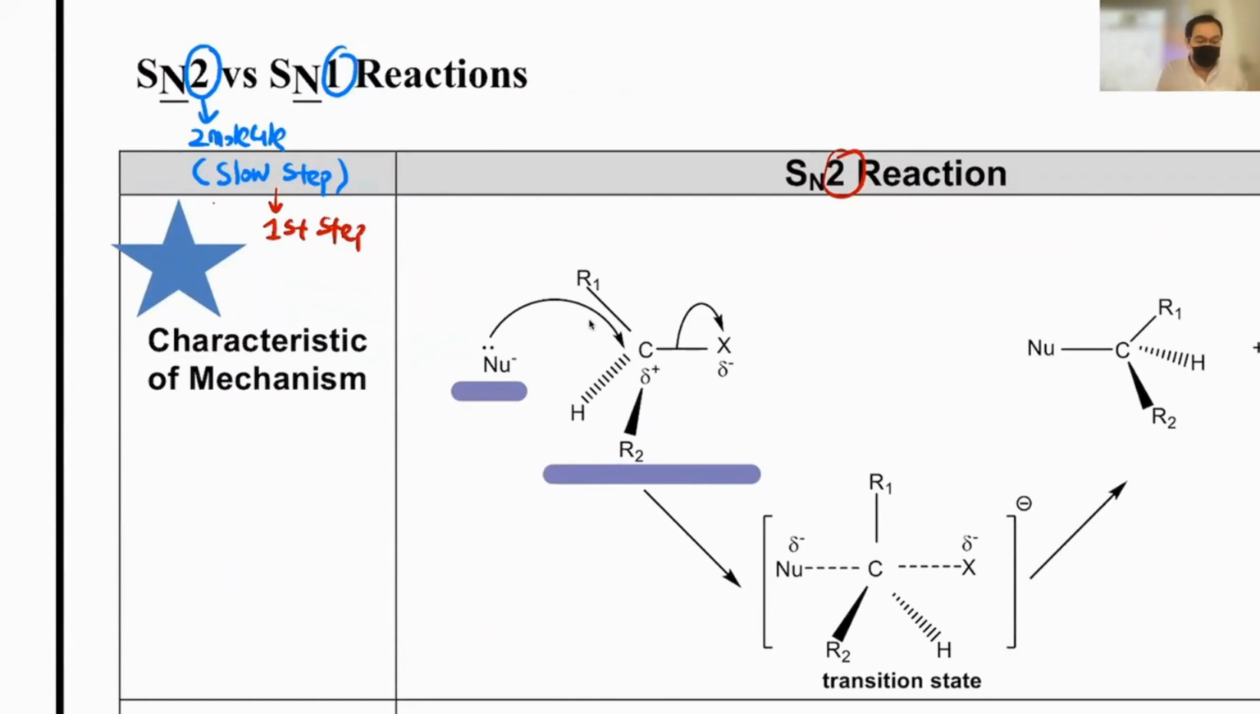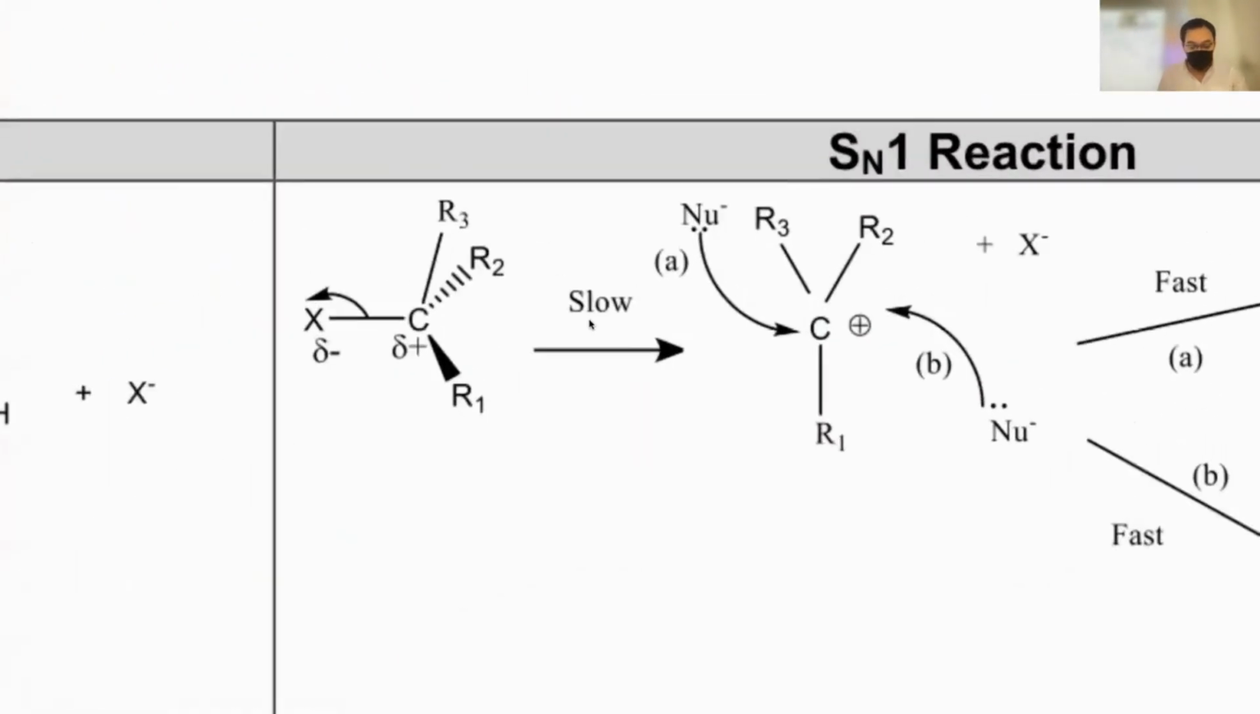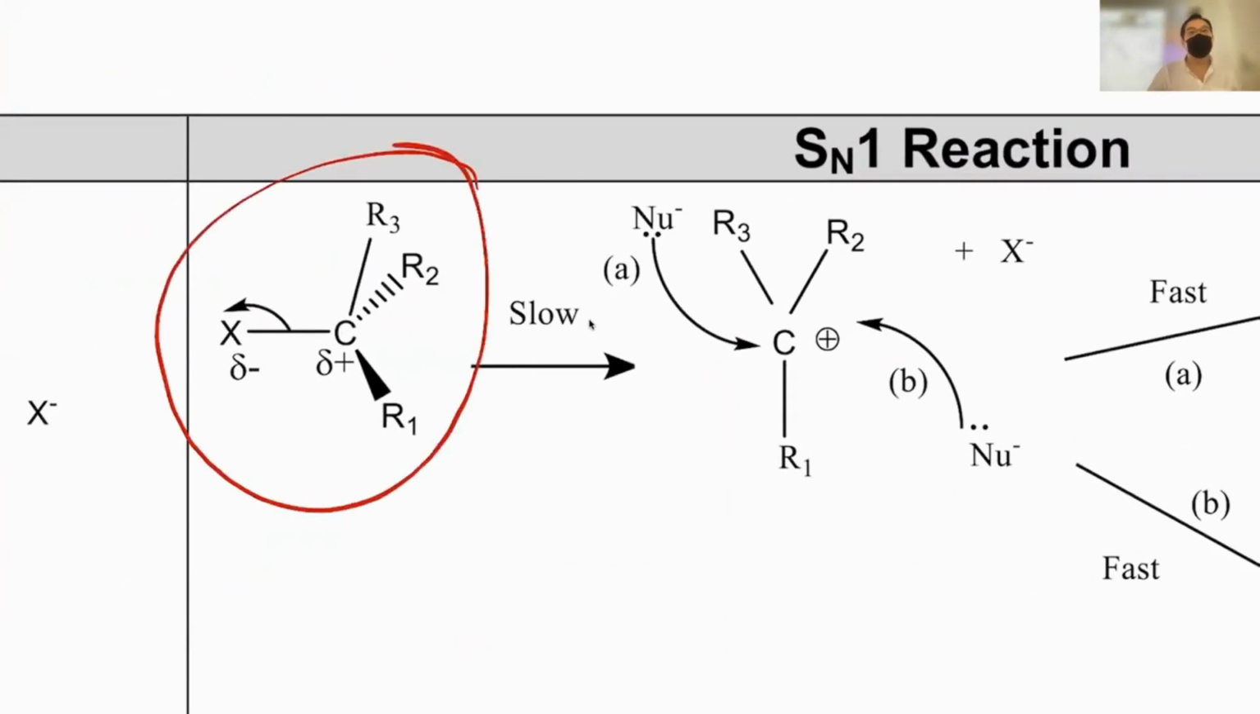Now, how about 1? We can figure it out. 1 means 1 molecule in the slow step. And normally it's the first step. Can we take a look at SN1? SN1, the 1 here is 1 molecule in the first step. So now we understand the 1, we understand the 2. Then how about the SN? What does SN mean?